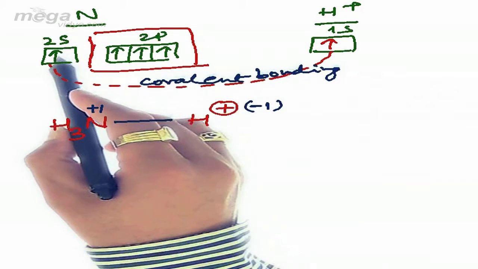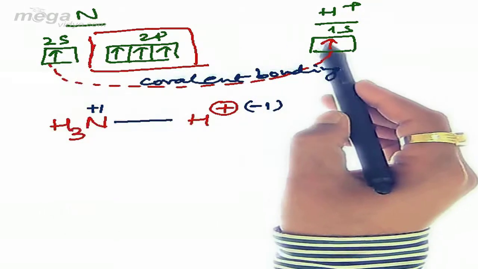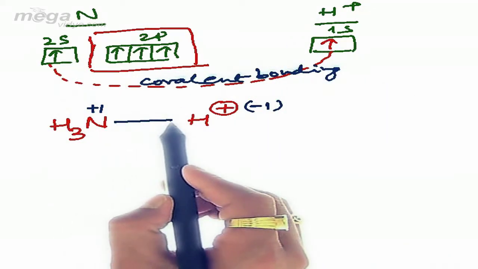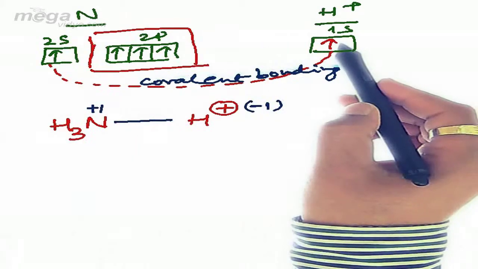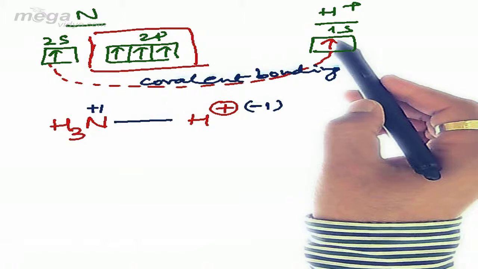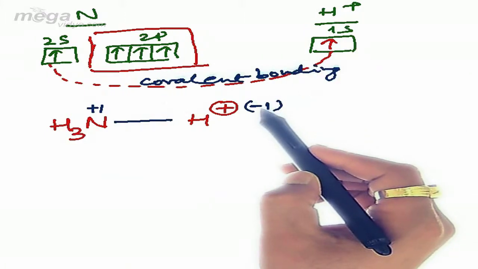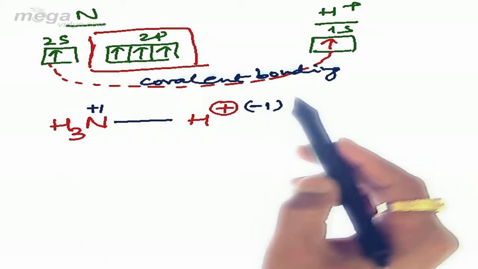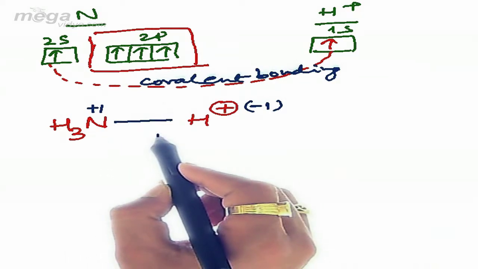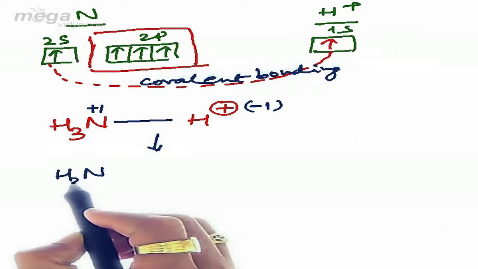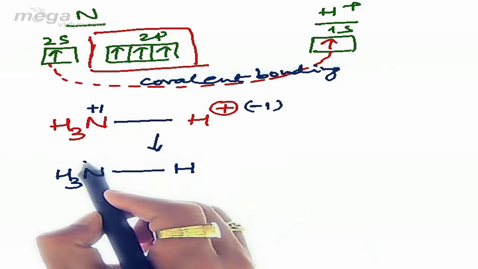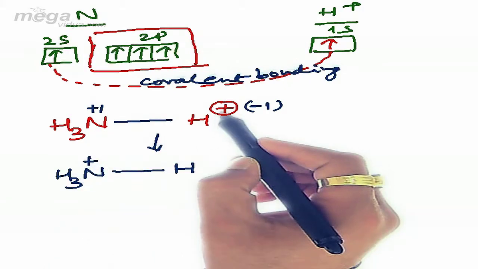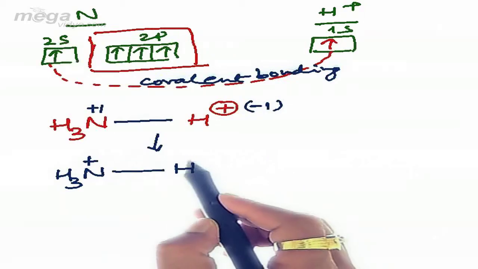Here we have mutual sharing of one electron by both nitrogen and H+, so we'll have one covalent bond. And since nitrogen is undergoing the loss of one electron, it will have a unit positive charge, and hydrogen is undergoing the gain of one electron, so it will have a unit negative charge. So the same molecule can be represented as NH3, single bond, H. Now N will have a single positive charge, and H will have a negative charge, so overall it will have no charge.